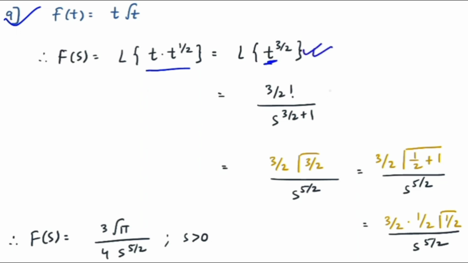I will take the Laplace, which is 3/2 factorial upon s raised to 3/2 plus 1. But what to do with this part? You have seen in the previous question that n factorial can be written as n gamma n. So it might be simplified as 3/2 gamma 3/2. Up till now you have solved it, but this is the half solution.